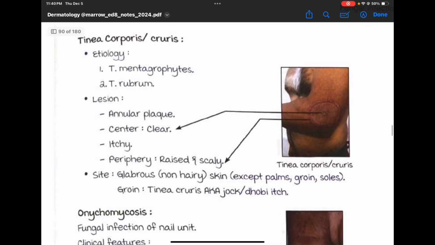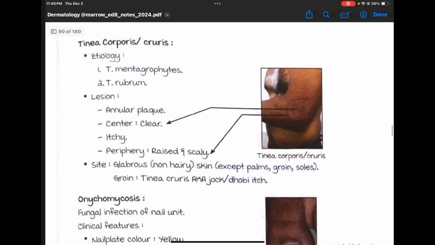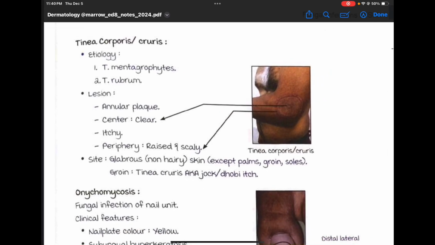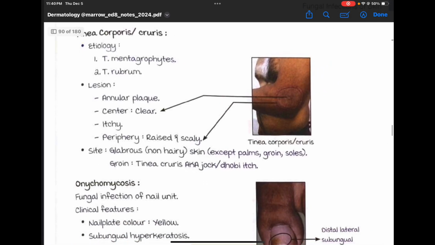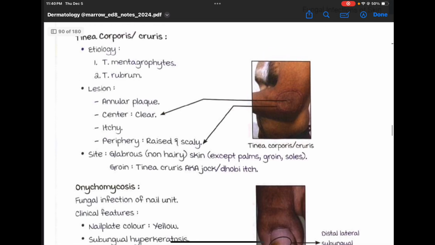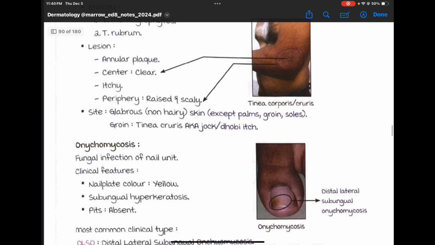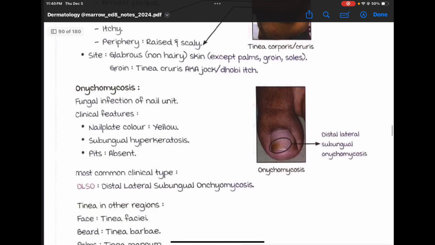Tinea corporis, cruris. Etiology: Trichophyton mentagrophytes, Trichophyton rubrum. Lesion: annular plaque, central clearing, itchy, periphery raised and scaly. Site: glabrous, non-hairy skin except palms, groins and soles. Groin tinea cruris is known as jock itch.